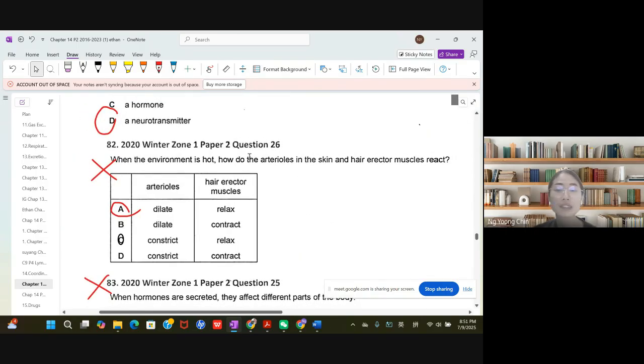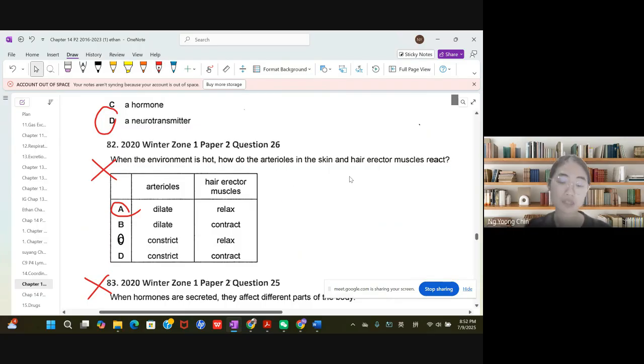When the environment is hot, how do the arterioles in the skin and the hair-related muscles react? In a hot environment you feel very hot and you will be sweating, and your body is trying to lose heat. How is your body able to lose heat? Your arterioles will undergo vasodilation. What is meant by vasodilation?